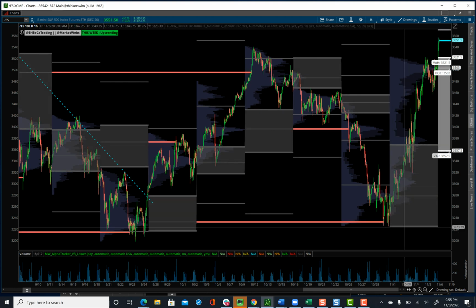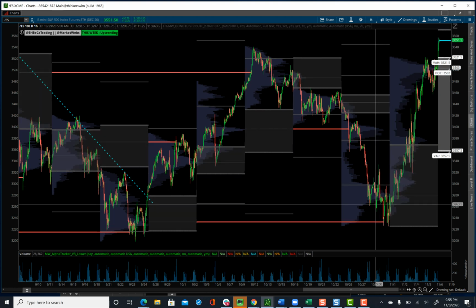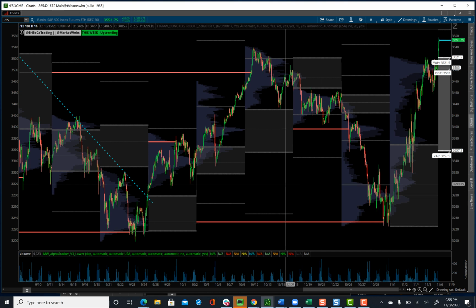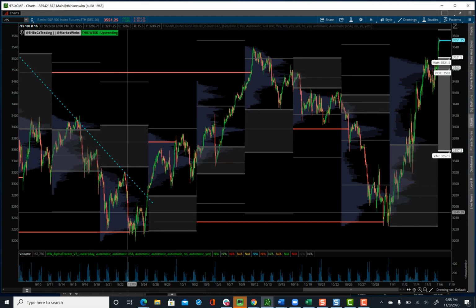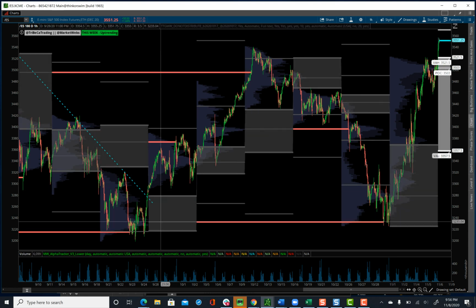And what you could see here again is why this came into play. One of the reasons why we reversed here is because we hit this point of control, right, which is where the majority of the volume is in a given period. So in this period, believe it or not, the majority of the volume, when you average it, was here. Notice that the price did not go through this value area at all.